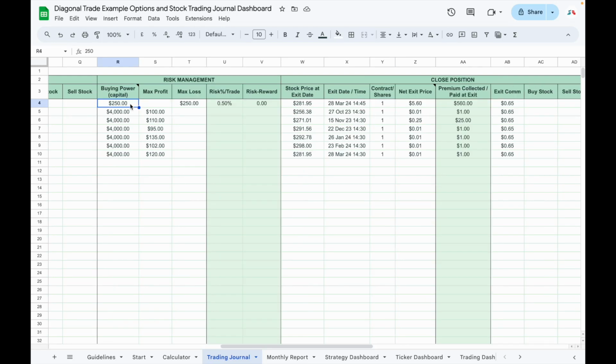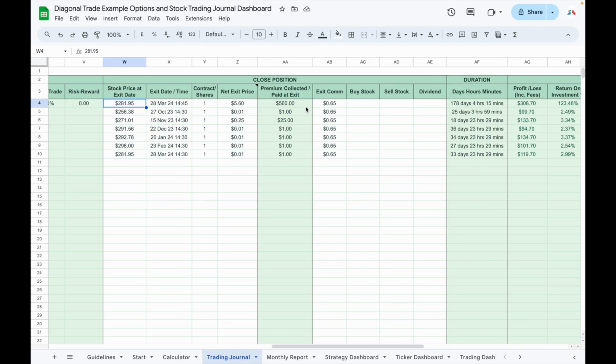Under the risk management, input the buying power, the amount of money blocked by the broker to open the position, maximum profit, and maximum loss at expiration date. After closing the position, input the stock price at exit date and time, number of contracts, net exit price, and also exit commission. This is how to input data for a buy call option.